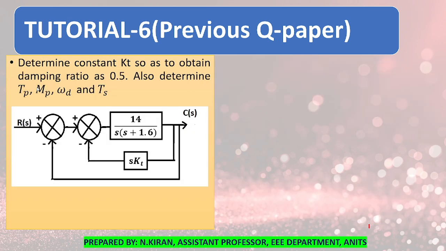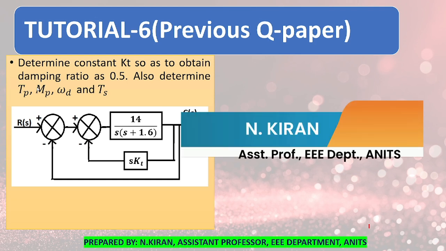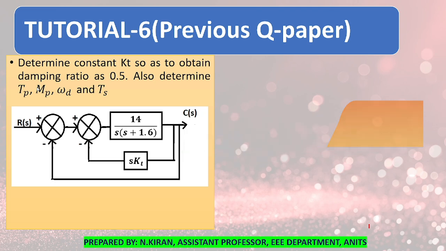So next tutorial, we need to find the constant KT. Zeta, that is damping ratio value, is given, and also we need to find the values of TP, MP, omega D and TS. Okay. So we already know the formula, isn't it?